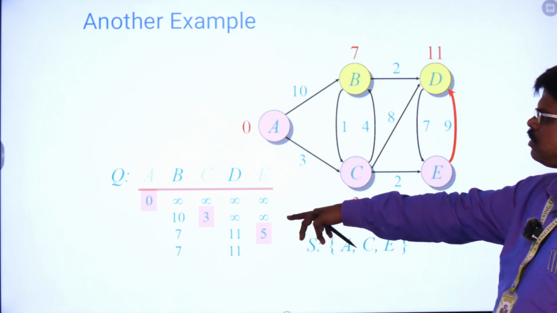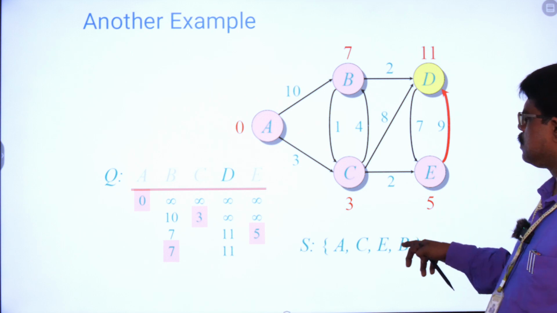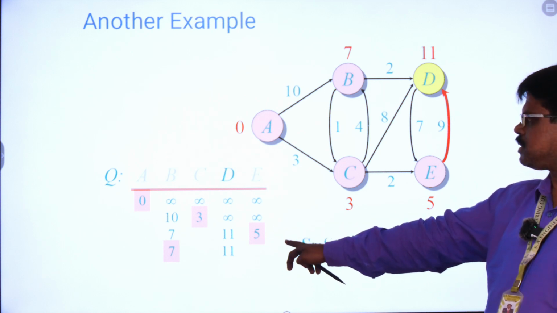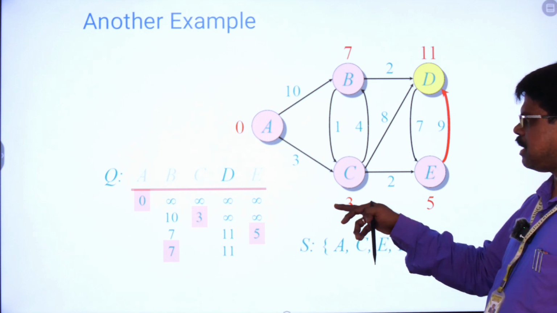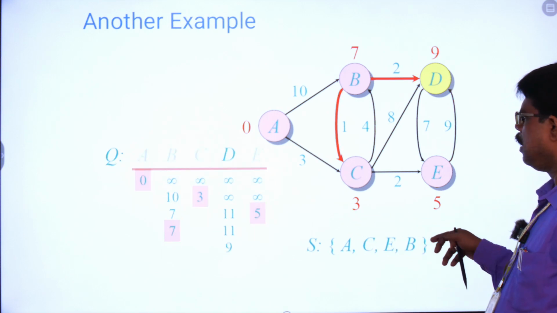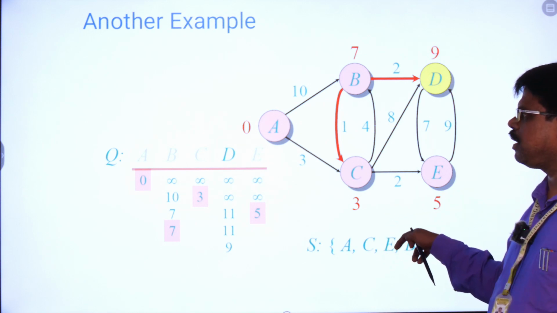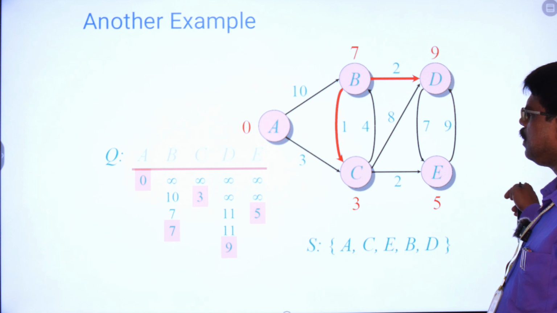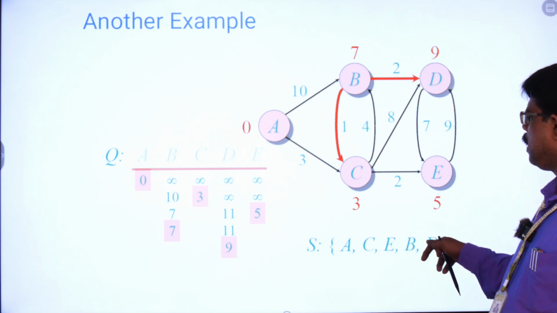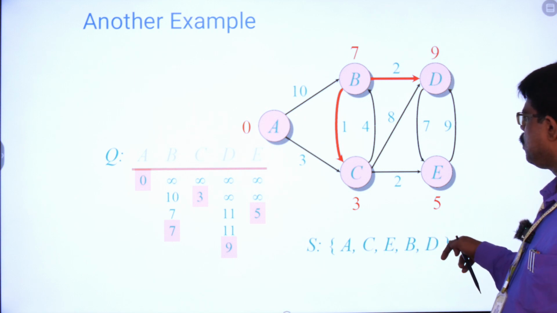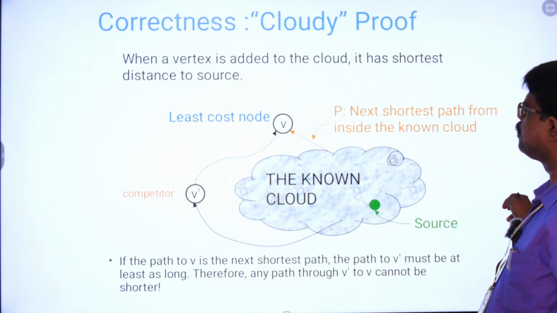Where you can update the values b equal to 7 and d equal to 11. So now if you take the next minimum distance, a, c, e, b, so b will be the 7. Next thing is if you update the value of e, next is a, c, e, b. So this is the way the algorithm goes. Finally you get the output a, c, e, b, d. So this is the value you got after processing the nodes.